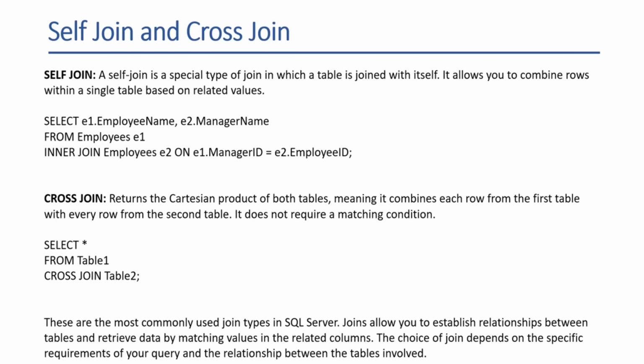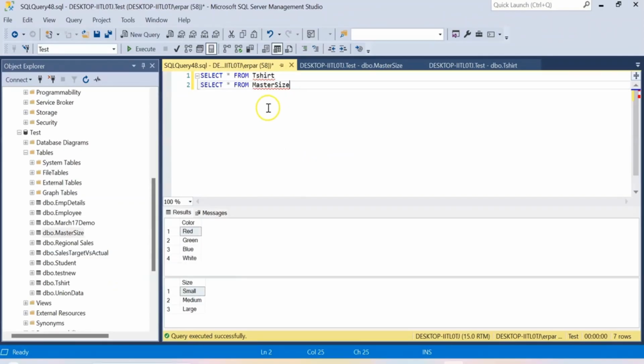So it does not require any matching condition as I told. So this is the syntax where you just need to mention the cross join keyword and then just mention the name of both the tables. So let's see that in SQL Server. So these are my 2 tables. One is the t-shirt, which shows the color of the t-shirt. Okay, red, green, blue, white, just a few sample data.